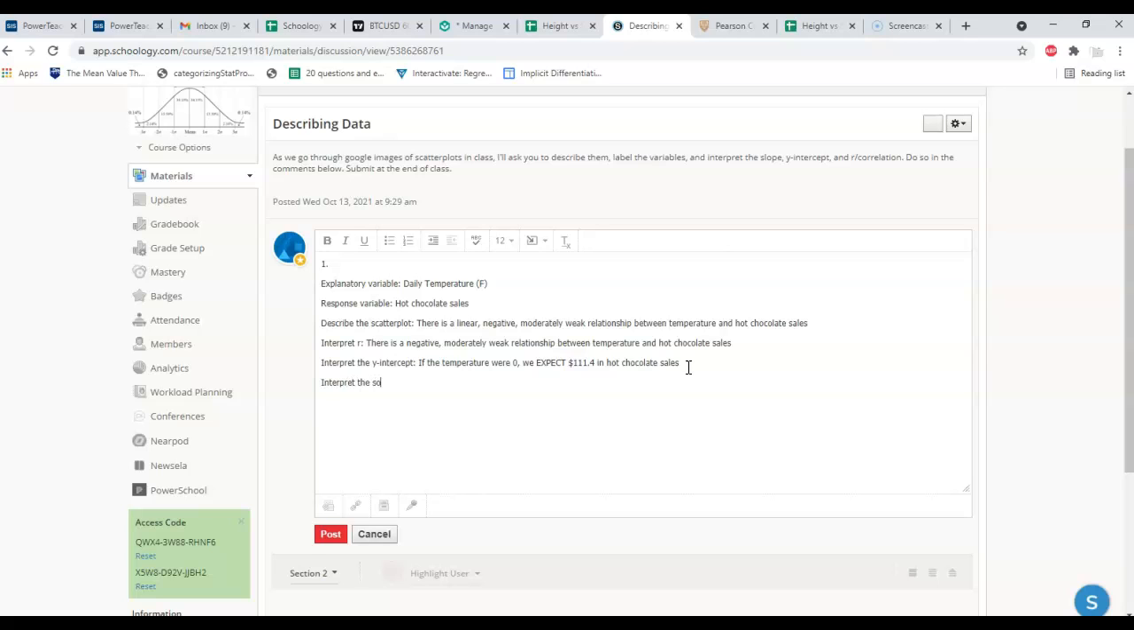And then the last one, interpret the slope. So the slope is negative 0.72. Always for each additional x, and x in this case is temperature, so for each additional degree, let's say, or you could say for each additional temperature, it's kind of weird to say that. They don't grade on grammar though. For each additional degree, we expect, again, you don't have to capitalize it, I'm just doing it to remind you, we expect a 0.72 decrease in y, it's a negative slope, in hot chocolate sales. It's English class today.